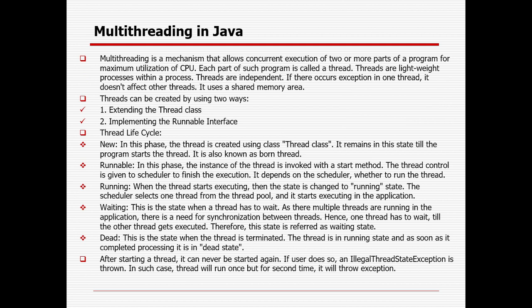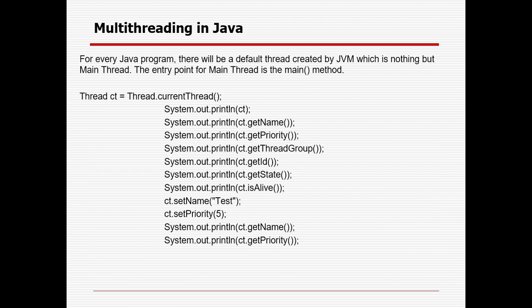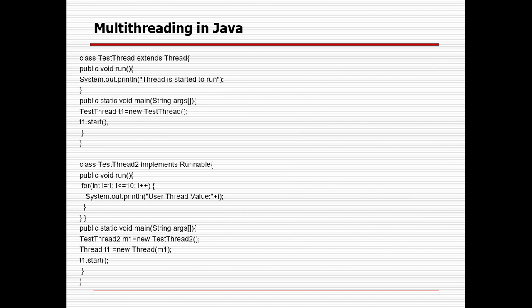Multithreading is the concept where you can work on things in parallel, so that it saves both time and effort. Thread lifecycle: new, runnable, running, waiting, and dead. By default, in the application there is a thread available, which is the current thread or the main thread, right? And you can create a thread by extending the Thread class or implementing the Runnable interface.